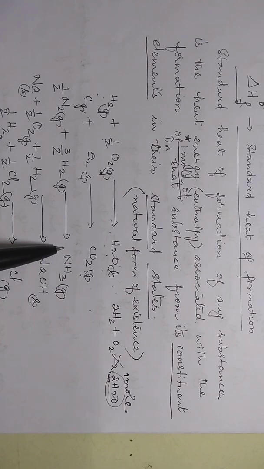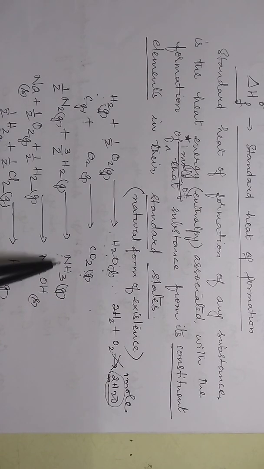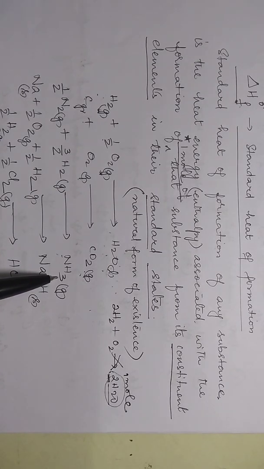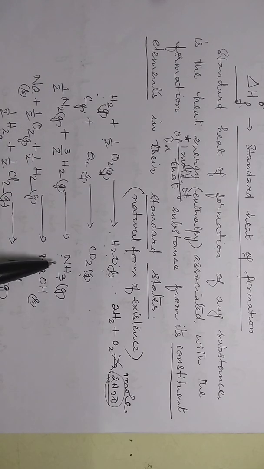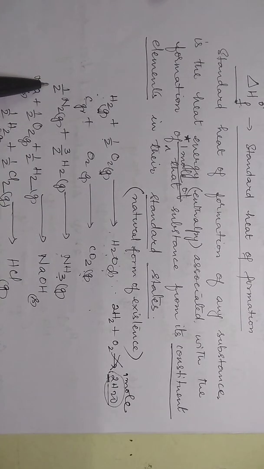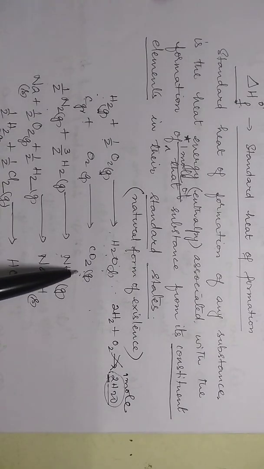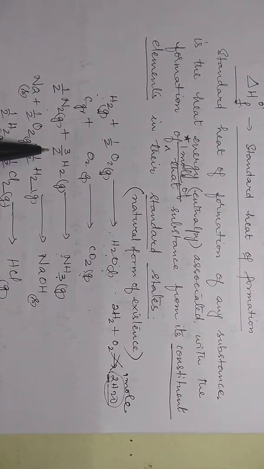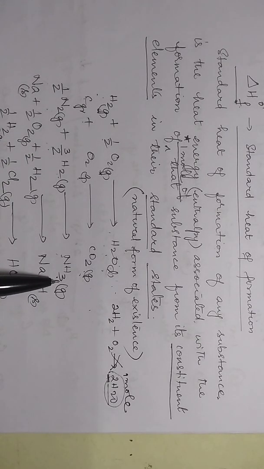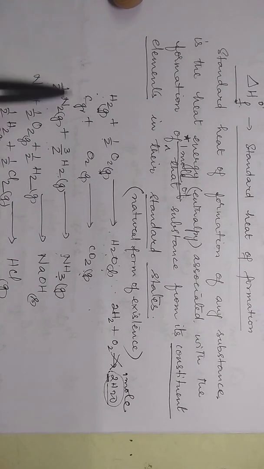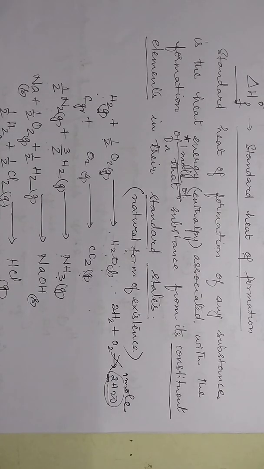Then supposing you want to write standard heat of formation of ammonia. Ammonia, there is only 1 nitrogen and 3 hydrogen. Okay? So here 1 nitrogen means you will write half N2, and there are only 3 hydrogen atoms, so you will write 1.5 H2. 1.5 into 2 will be 3, so it will be half N2 plus 3 by 2 H2 gives NH3. So this is called heat of formation of ammonia, standard heat of formation of ammonia.